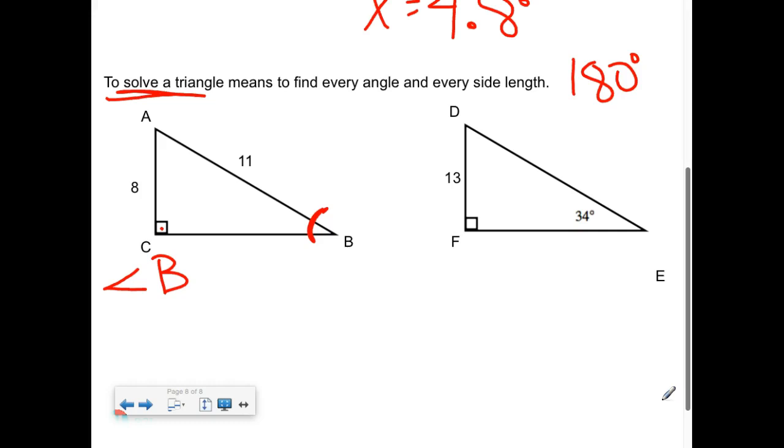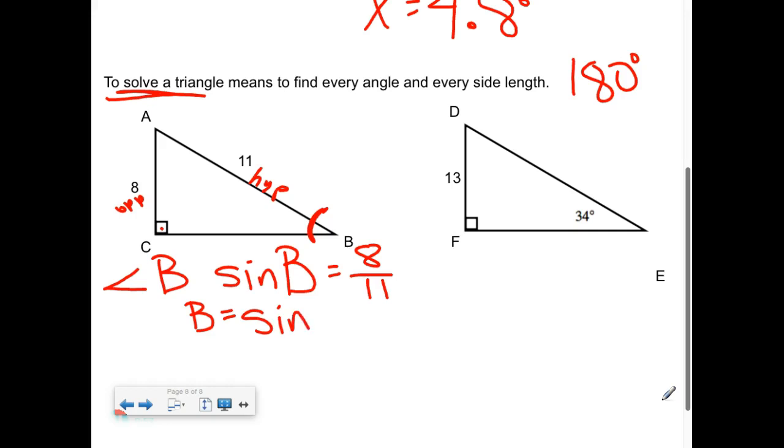Based off what I gave you, what are we going to use? I have opposite and hypotenuse, so we're going to use sine. Yep. So I'm going to say sine, and just to help us stay organized, I'm going to use the letter B so I know what I'm finding right now. So we're going to say sine B, and we're going to use opposite over hypotenuse. So I'm going to have 8 over 11. And a reminder, what we're really doing is B equals inverse sine 8 over 11.